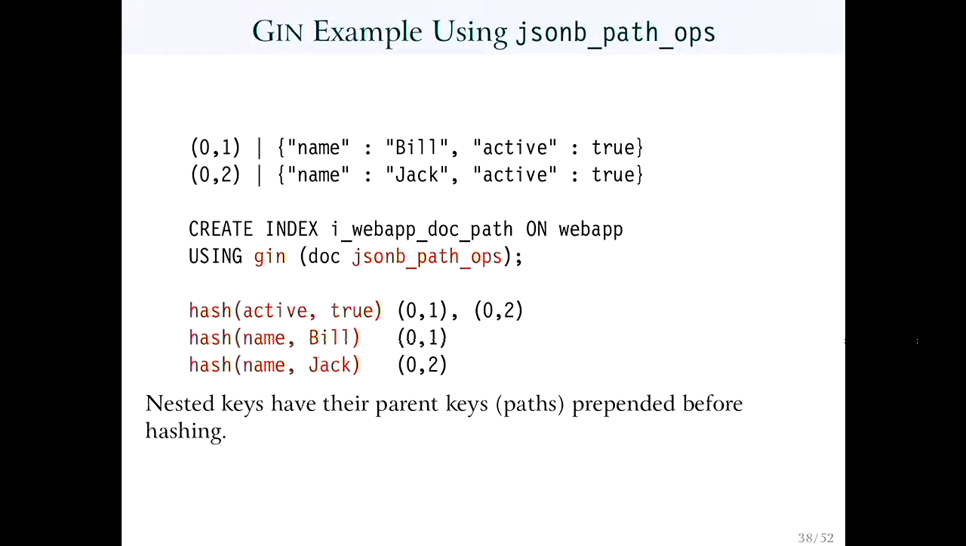JSONB path ops is a little different. This is a different way of indexing with GIN on JSON. It actually hashes the whole path, and therefore, for very deep hierarchies, you can look up very deep hierarchies very efficiently with path ops.